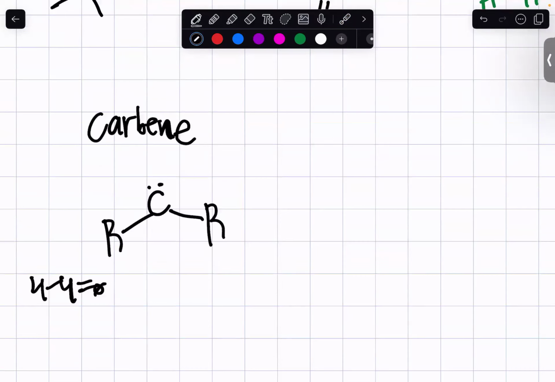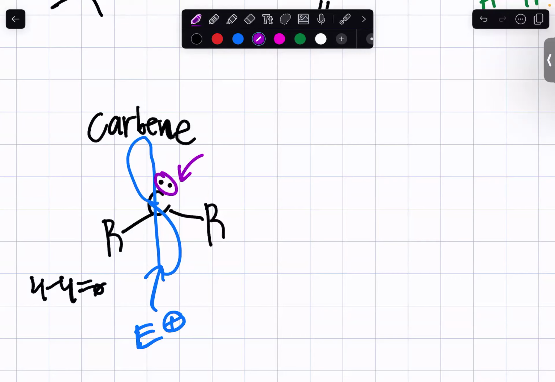Okay, but overall, this carbon only has 6 electrons, 2, 4, 6, meaning that it has an empty p orbital, right? This empty p orbital makes this carbene an electrophile because it wants to gain electrons. This lone pair of the carbene makes that carbene a nucleophile because it could donate electrons. So carbenes are both nucleophilic and electrophilic. Okay.